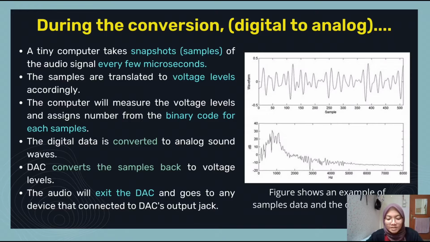Next, during the conversion of signals from digital to analog, a tiny computer takes snapshots, which are the samples, of the audio signal every few microseconds, and the samples are translated to voltage levels accordingly. The computer measures the voltage levels and assigns a number from the binary code, ones and zeros, to each sample. The digital data is converted to analog sound waves, and the DAC converts the samples back to voltage levels. The audio will exit the DAC and go to any device connected to the DAC's output jack. As you can see at the right of the slide, the figure shows an example of sample data and the output signal.